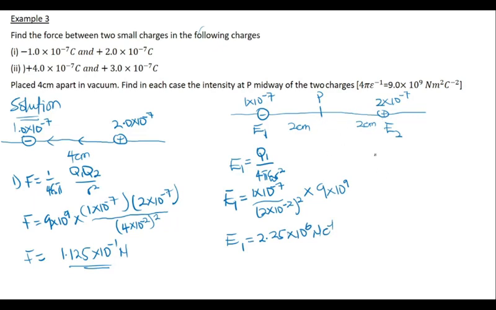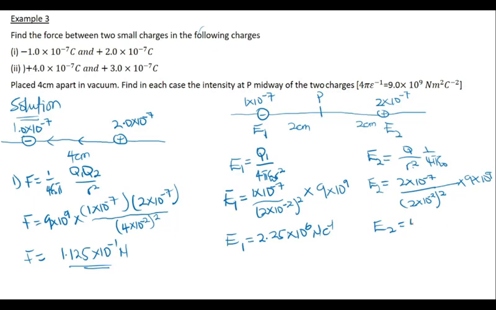So let's find E2. E2 is going to be found the same way, over R squared, times 1 over 4 pi epsilon naught. So this is going to be Q, which is 2 times 10 raised to the power minus 7. The distance is also 2, so 2 times 10 raised to the power minus 2, all squared, multiplied by the constant 9 times 10 raised to the power 9. So our E2, if we input it into the calculator, we get 4.50 times 10 raised to the power 6 newton per coulomb.